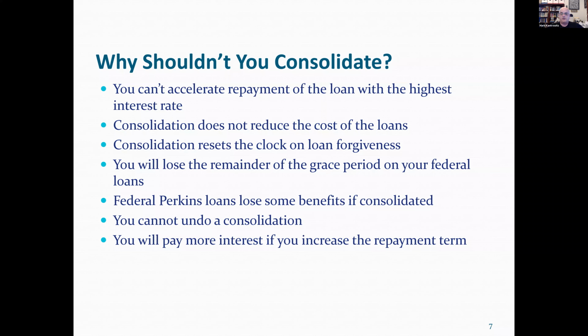The federal Perkins loans lose a lot of benefits if you consolidate. They have a subsidized interest benefit where the government pays the interest during the in-school period and a 6-month and a 9-month grace period. You lose that if you consolidate the loans. It becomes effectively an unsubsidized loan. And there are many loan forgiveness options that are specific to the federal Perkins loan that you will lose if you consolidate. On the other hand, that can make the Perkins loan eligible for public service loan forgiveness.